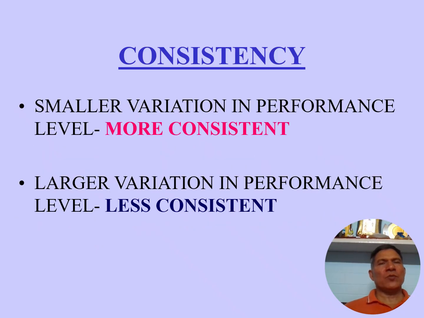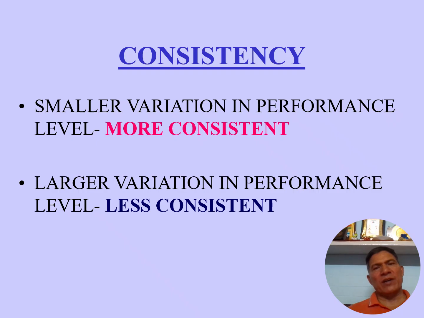Let's move on to the next point, consistency. Smaller variation in performance level, that is more consistent. It means if your performance has got small variation, not much, that is called more consistent. Larger variation in performance level is less consistent, meaning you are doing something in a particular situation, and if a similar situation comes and you are behaving differently and reacting differently, then larger variation is found there. So the candidate is less consistent in this case.